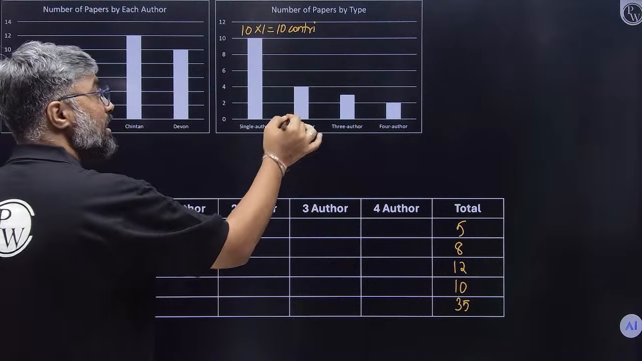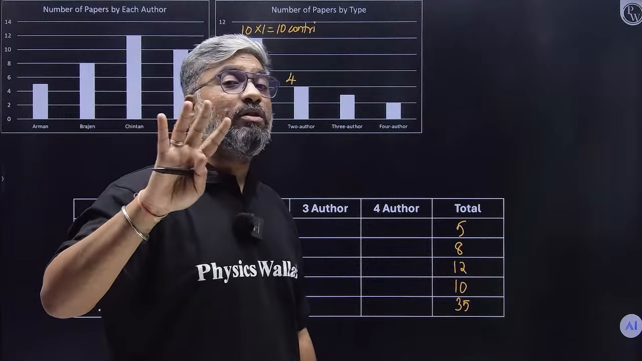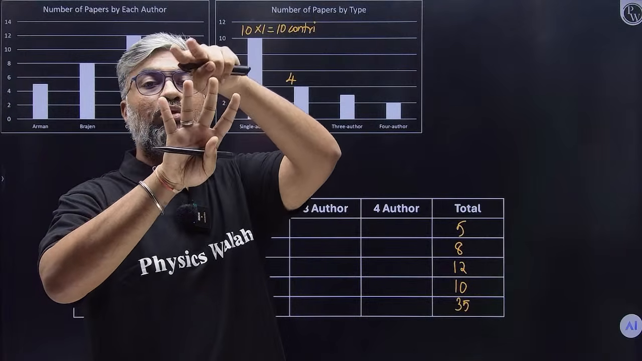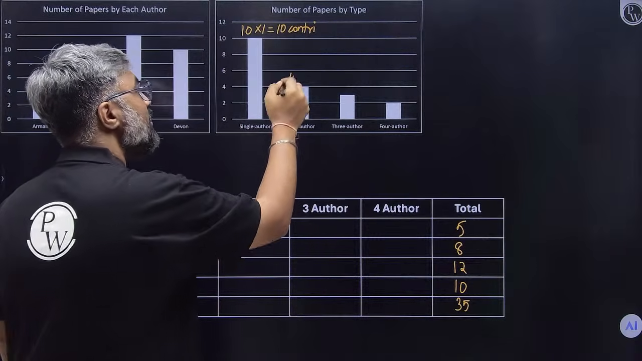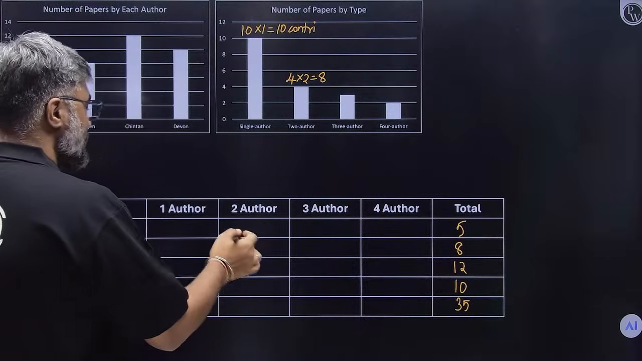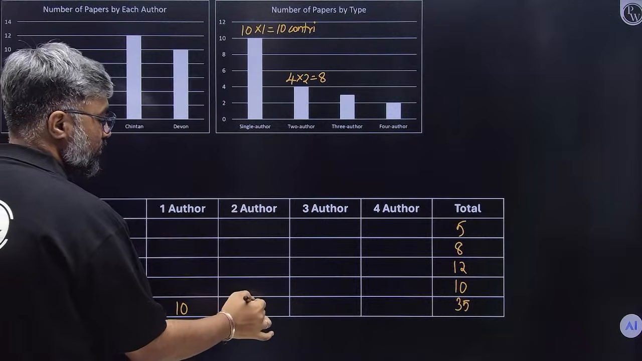Yes. Here there are 4 two-author papers. So 4 papers, each of the 4 papers will have 2 authors' contributions. So 2, 2, 2, 2. Getting it? So this is 4 times 2, 8 contributions. Feeling this? So 1 author contributions are 10, 2 author contributions are 8.